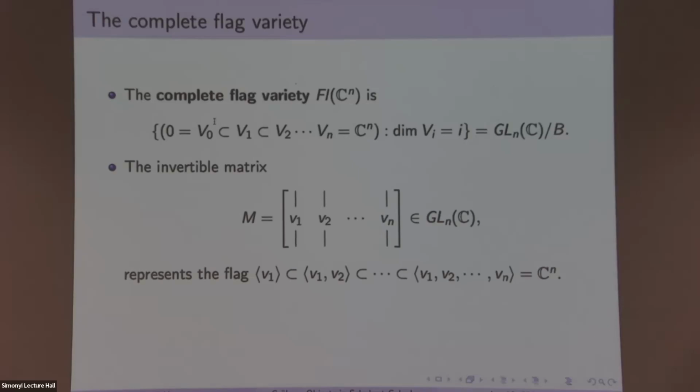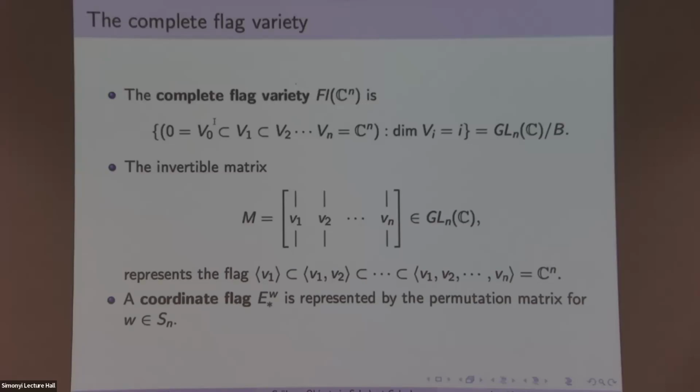invertible upper triangular matrices. So if I want to write down a specific flag, I can write down an invertible matrix, and I can take the span of the first i vectors, which gives you the ith vector space in my flag. And there are special ones given by these things called coordinate flags. So given a particular permutation, I can take the permutation matrix and the span of its first i vectors, and these are going to be coordinate subspaces. These are special flags called coordinate flags. They're indexed by S_n, so there are n factorial of them.